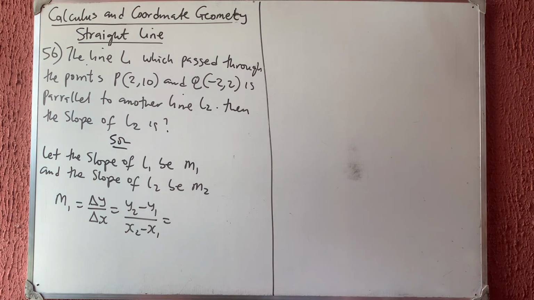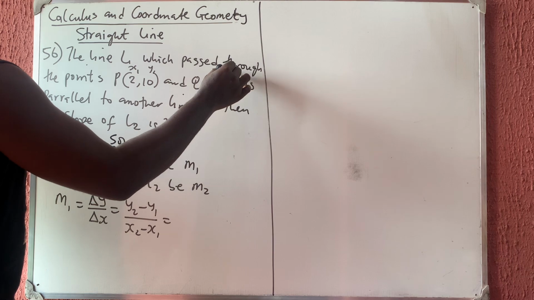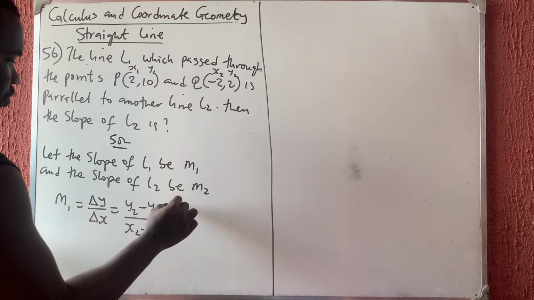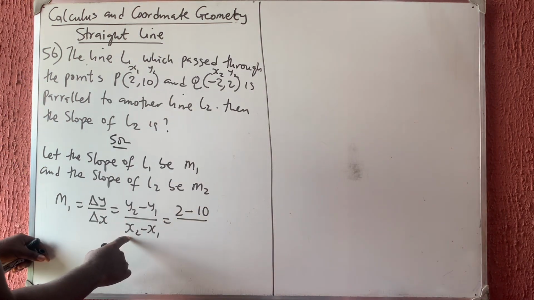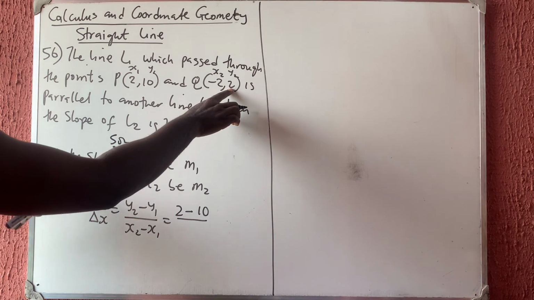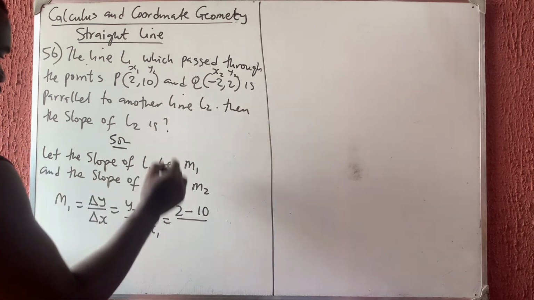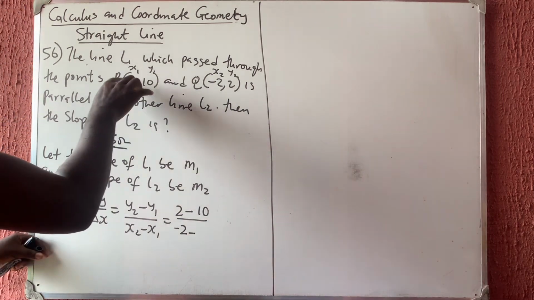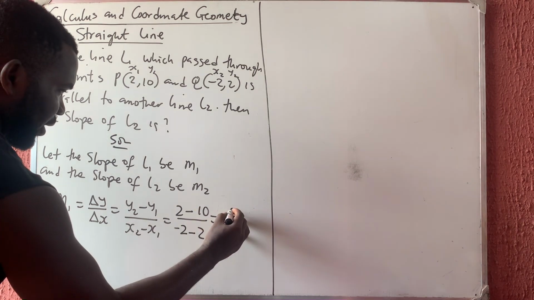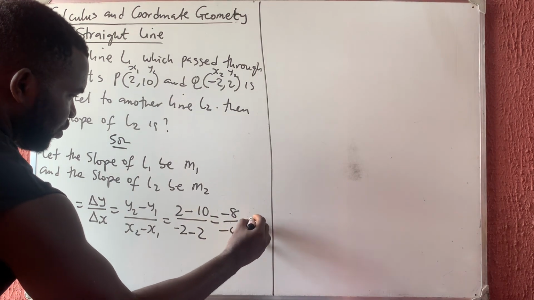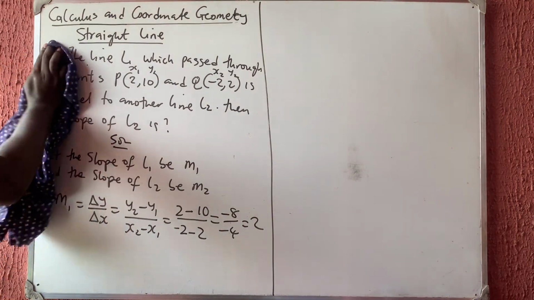Call your points x1, y1, x2, y2. So let us do that. y2 is 2 and y1 is 10, then x2 is minus 2 and x1 is 2. This gives me minus 8 over minus 4, which is 2. So we go to the next question, question number 57.